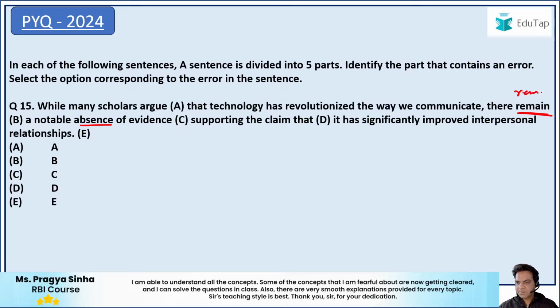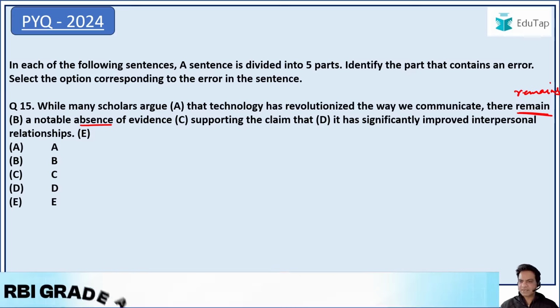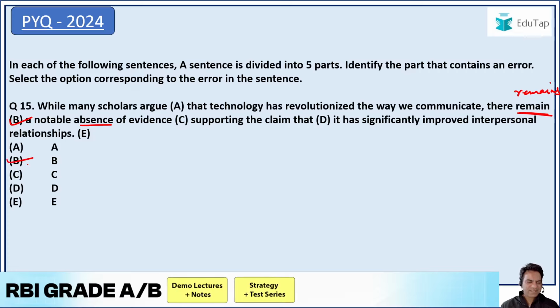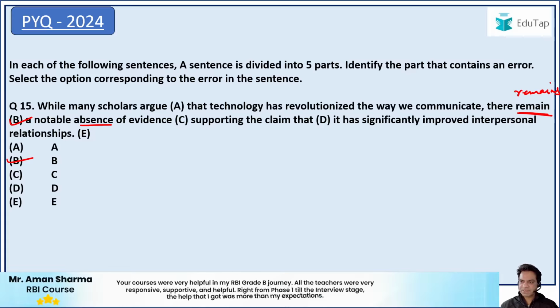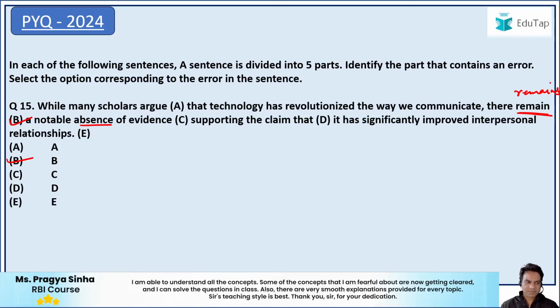So there remains a notable absence of evidence supporting the claim that it has significantly improved interpersonal relationships. So it should be remains, not remain. Thank God we've got an option B here. So the error was in part B, guys. While many scholars argue that technology has revolutionized the way we communicate, there remains a notable absence. Not remain, it should be remains because the subject is singular.